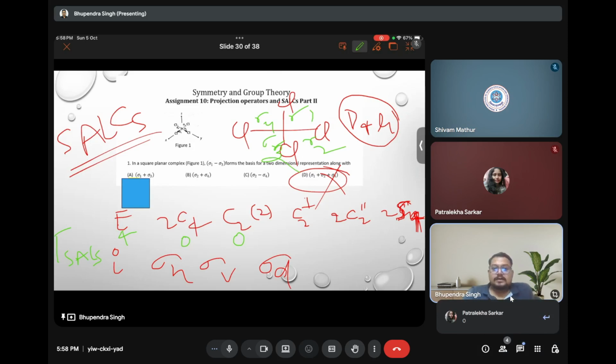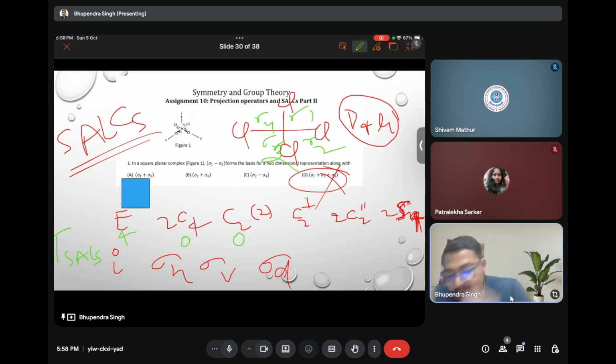So for C2, C2 is like C4. C2 perpendicular is perpendicular to your principal axis, this C4. So let's say if this is your C2, then it is 2, other are 0.